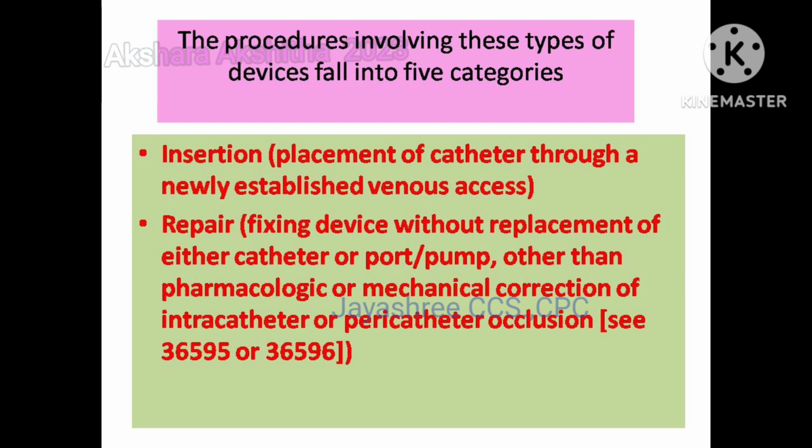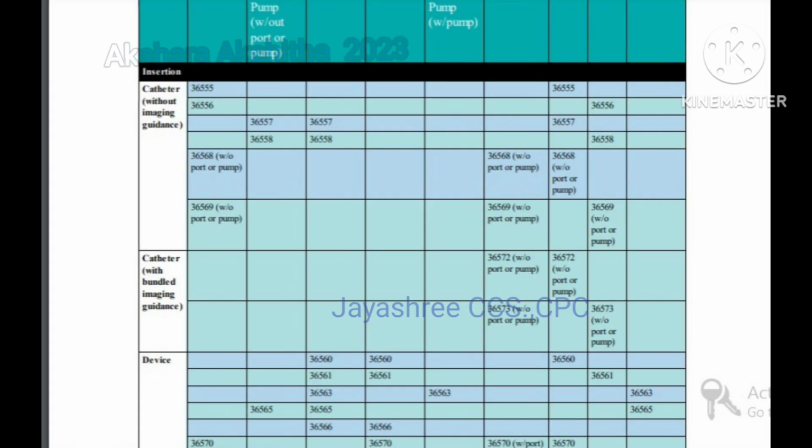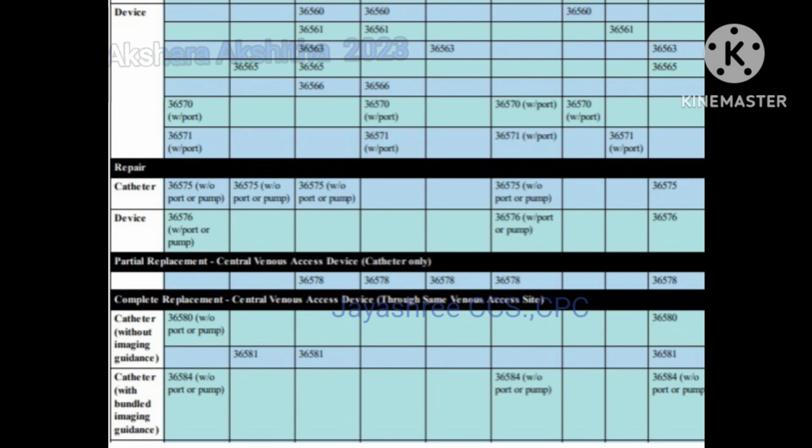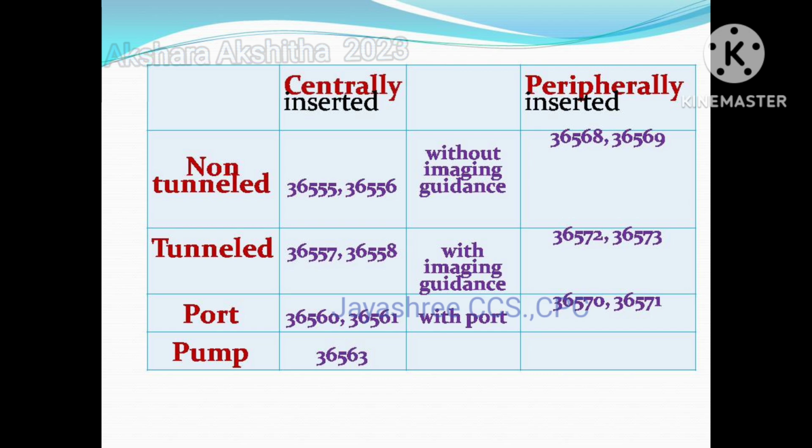Next, in our book itself they have given tabular columns. They have given separately the codes for centrally inserted non-tunneled, centrally inserted tunneled, and peripheral insertion: what is the code for non-tunnel, what is the code for tunnel, and age basis also. Everything they have given in the table itself. You can utilize those tables if you feel it is easy for you.